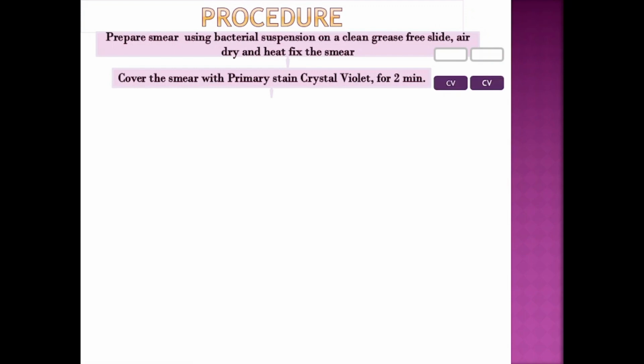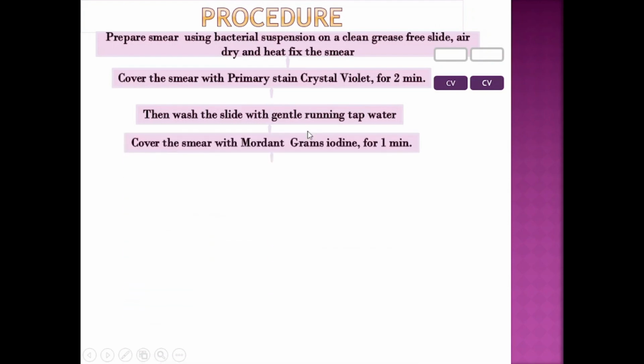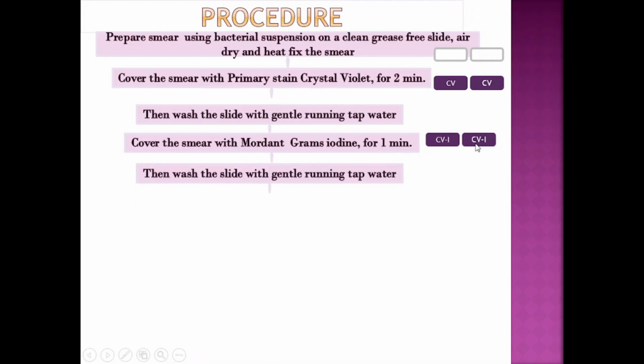On treatment with crystal violet, all the cells, whether they are gram positive or gram negative, appear violet in color. The next step is to wash the slide with gentle running tap water. Then cover the smear with the mordant, Gram's iodine, for 1 minute. This Gram's iodine forms a CVI, that is, a crystal violet iodine complex, with the primary stain crystal violet. Even at this stage, both gram positive and gram negative cells appear violet in color.